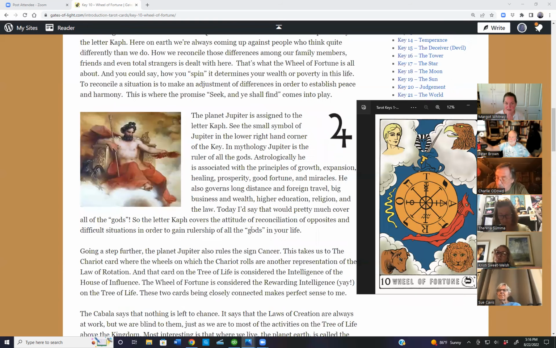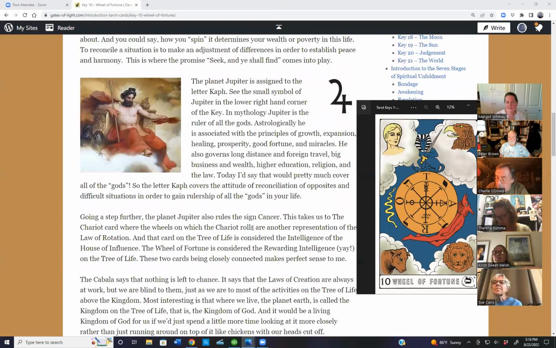Okay, so the planet Jupiter is assigned to the letter Kaf. See the small symbol of Jupiter in the lower right-hand corner of the key. Once again, it's a tiny little guy down in here. In mythology, Jupiter is the ruler of all the gods. Astrologically, he is associated with the principles of growth, expansion, healing, prosperity, good fortune, and miracles. He also governs long distance and foreign travel, big business and wealth, higher education, religion, and the law. Today, I'd say that would pretty much cover all of the gods. That's every god that we can worship, if you think about it that way.